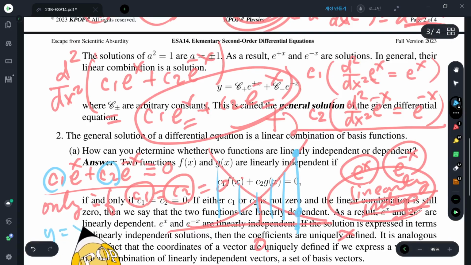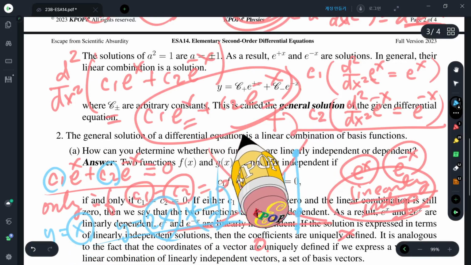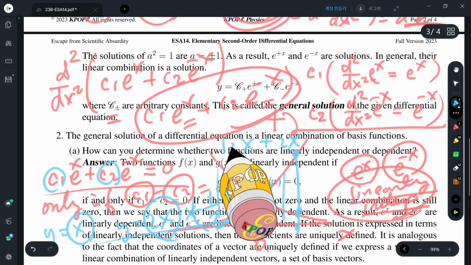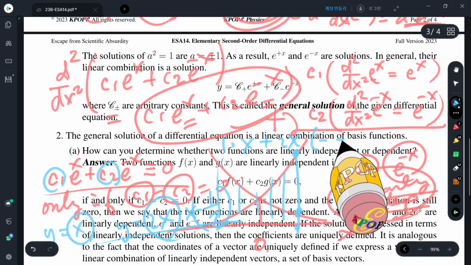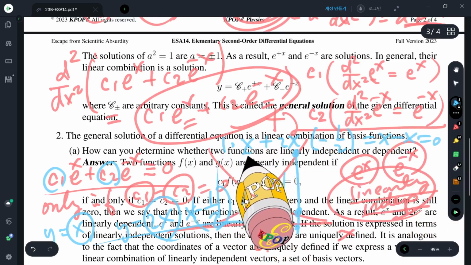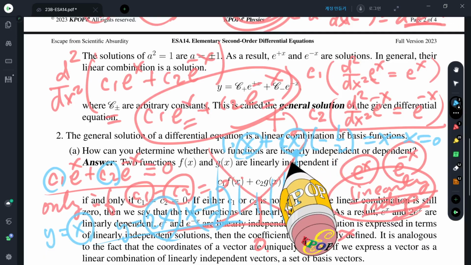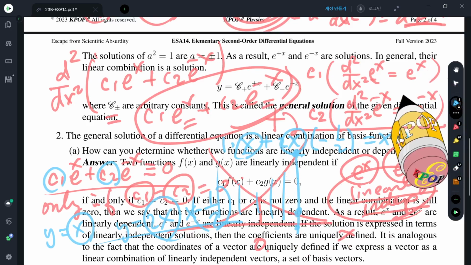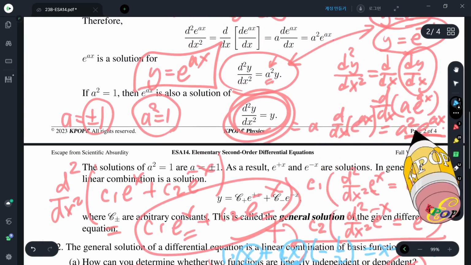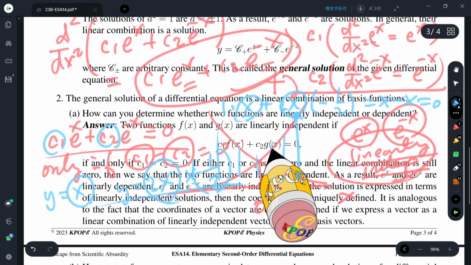What about y equals x and y equals 2x? I can always multiply, for example, by 1 and minus 1/2 and add them up. So x multiplied by 1, and 2x multiplied by minus 1/2. So it is x minus x equals 0. So they cancel. In that case, these two functions are linearly dependent. So if you have two linearly independent solutions for this second order differential equation, then their linear combination is the solution. Okay?